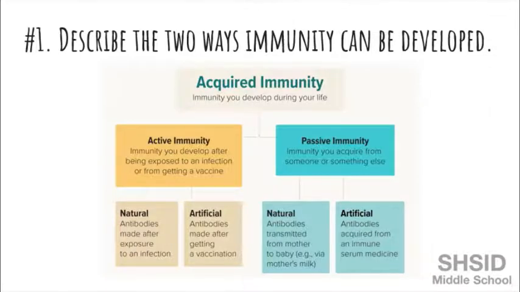So the natural way is transmitting antibodies from the mother to the baby, right? It could be through the milk or through pregnancy. Or artificial, when you give a serum transfusion. Say one patient recovers from a virus, you can actually take their blood and give their plasma to another patient that has the virus, and it gives them more antibodies.